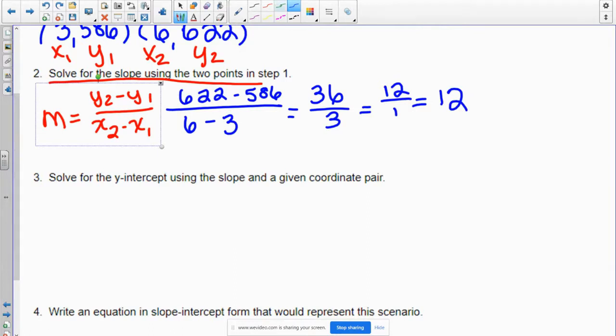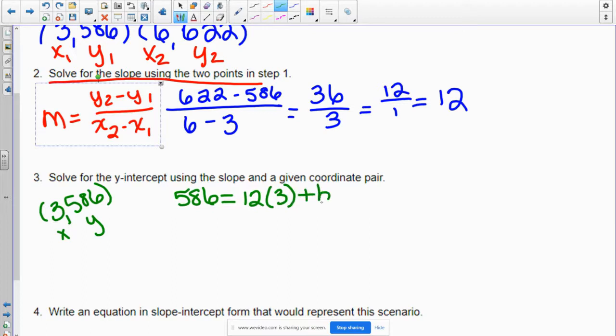Solve for the lovely y-intercept. So we'll just pick that first point there, 3 weeks, $586, and we're just going to plug it in like we've done. So y, which is $586, equals that slope we just found of 12 times the 3 weeks, and we're looking for the y-intercept. In other words, how much money did he have in his account, Mr. Bill? So 586 equals 36. Add your y-intercept, and then you're going to subtract 36 because we don't want 36 on that side.